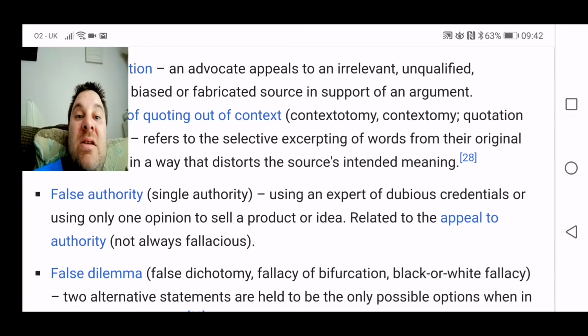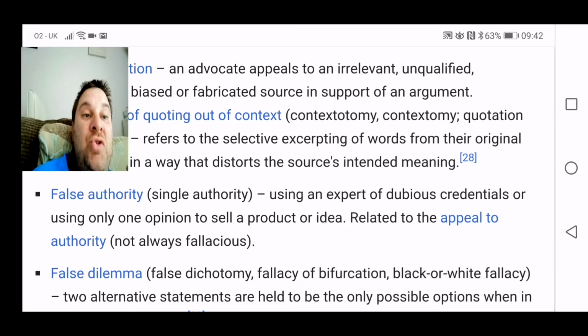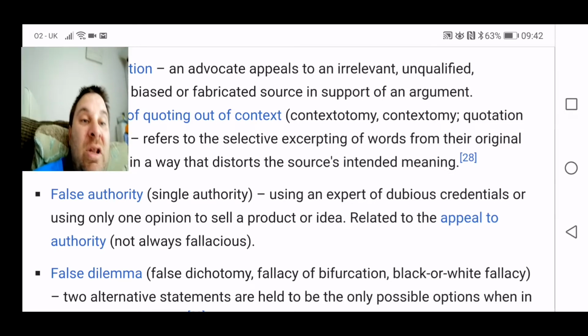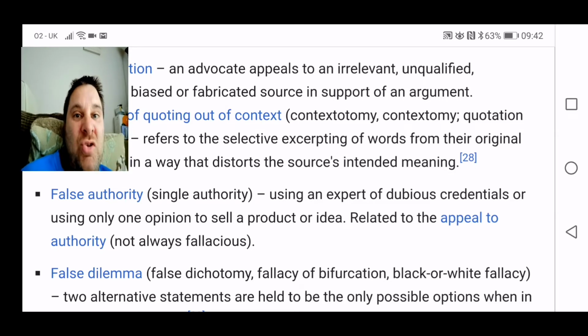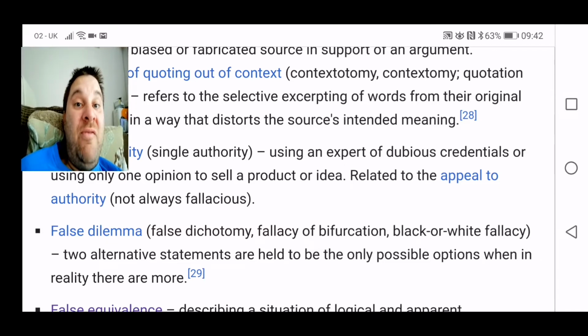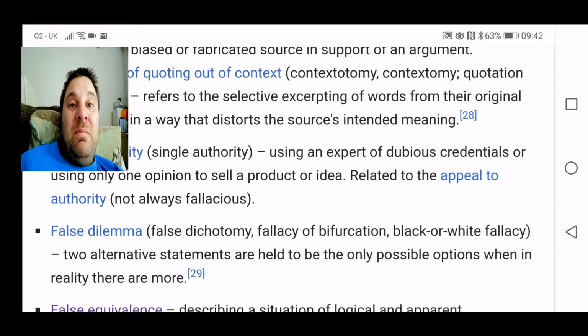False authority, single authority: using an expert of dubious credentials, or using only one opinion to sell a product or idea. Related to the appeal to authority, not always fallacious. Well, I disagree with that. I think it's always fallacious to appeal to authority, because even if someone's an expert in a field, you don't know if they've got financial gain behind what they're doing. You don't know if they've got a motive, an agenda behind what they're doing, do you? So it's a fallacy. It don't matter what authority you appeal to, it's a fallacy. Yeah, because that expert is getting paid for being that expert, right?